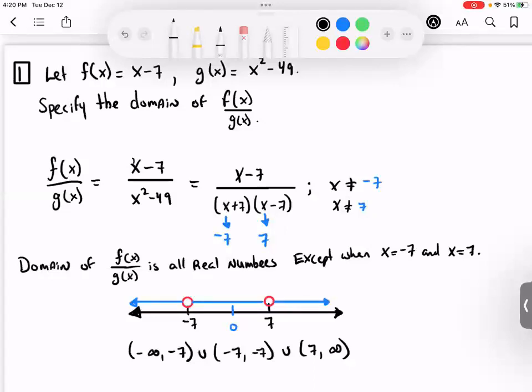And again, just realize that you're using parentheses and no brackets, right? You cannot use brackets because none of these endpoints per se are being included. All right. And that's it. That's how you solve problem 1.